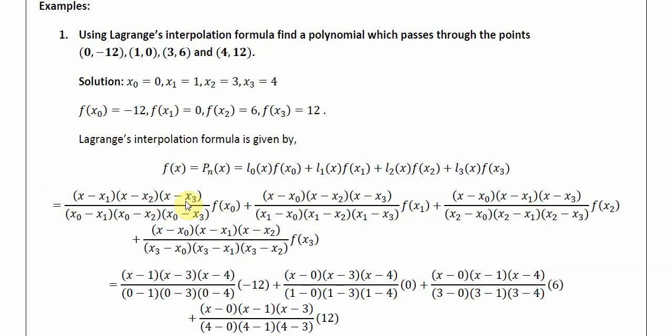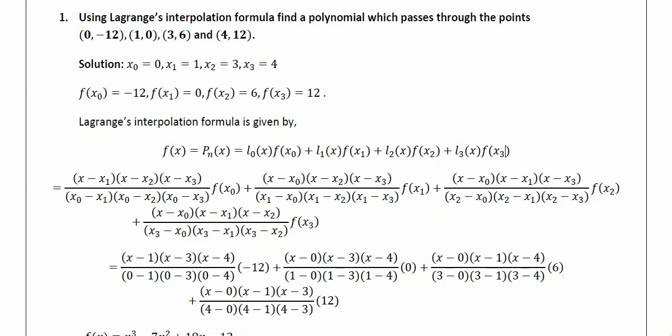In the entire product, x minus x naught is eliminated in the first one, x minus x1 is eliminated in the second one, x minus x2 is eliminated in the third one, x minus x3 is eliminated in the fourth one. And how is the denominator written? Corresponding to x naught, x is put as x naught in the numerator, so that becomes the denominator. X is put as x1 in the numerator, that becomes the denominator. If x2 is put in place of x, that becomes the denominator. In the numerator, if x3 is put in place of x, that becomes the denominator here.